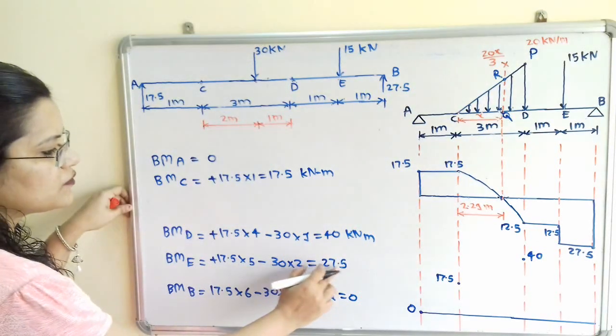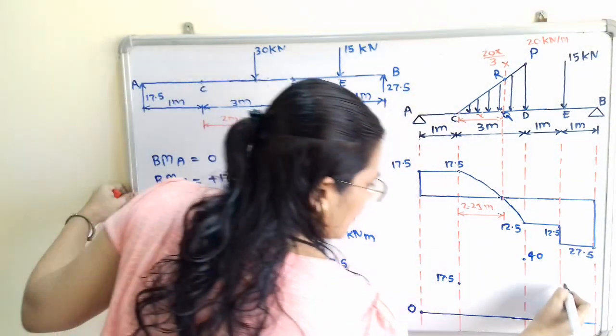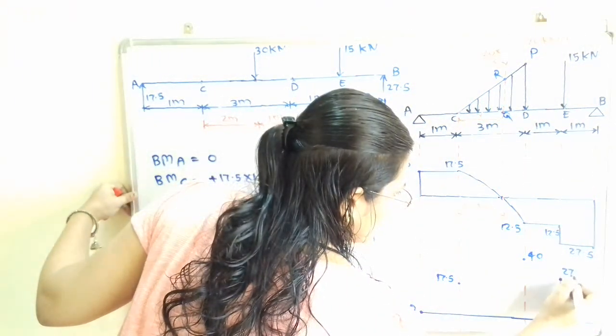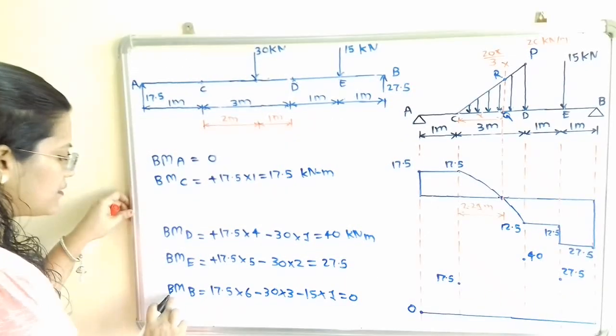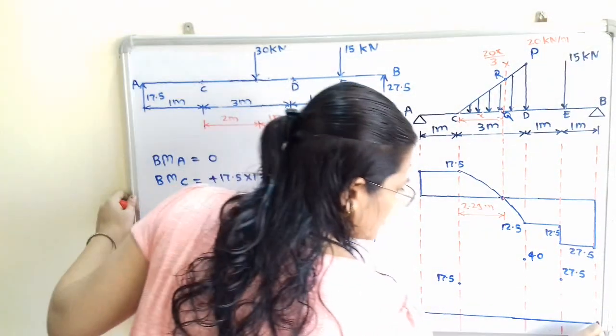At point E, it is 27.5. So at point E, I will plot here 27.5 kilonewton meter. And at point B, the value is 0. So I will plot here 0.